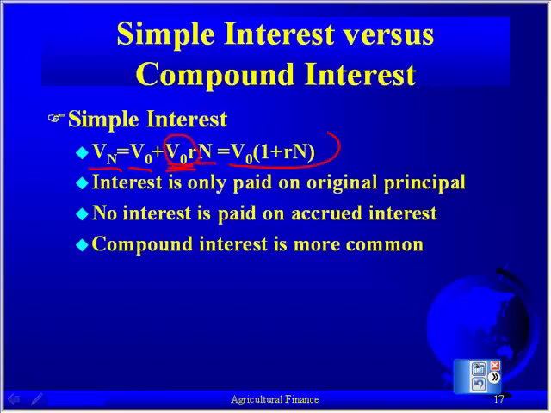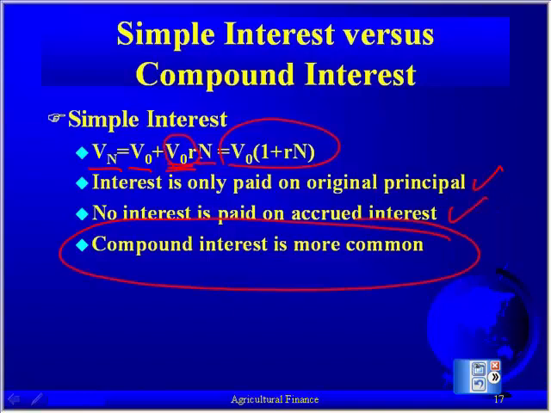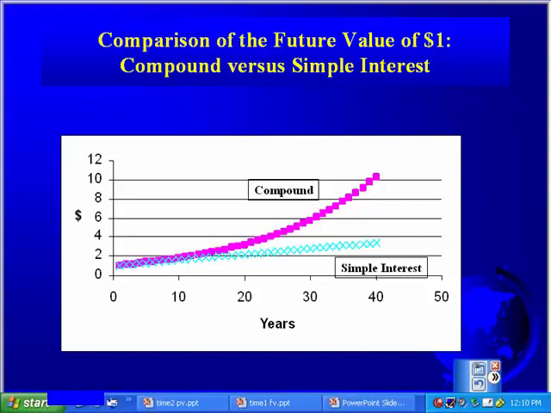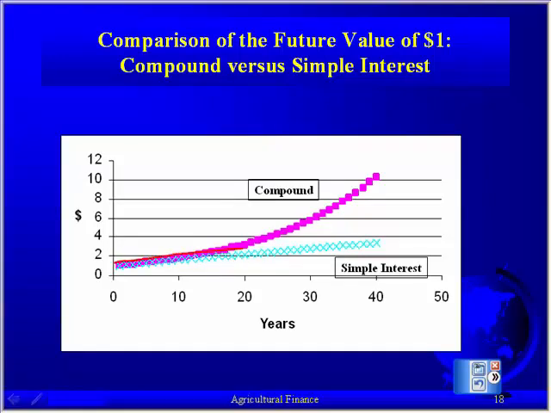This can be rewritten in this form. Interest is only paid on the original principal. No interest is paid on accrued interest. My last statement, however, is that in today's world, compound interest is more common. Just as a comparison, you can see that on simple interest, the growth of your money is linear, because each year you're earning interest only on the principal. Whereas with compounding it is geometric, because you're getting interest on the interest.